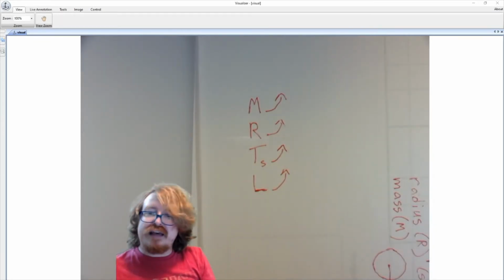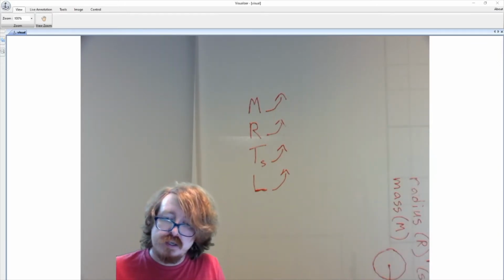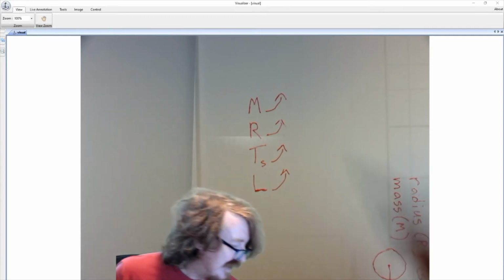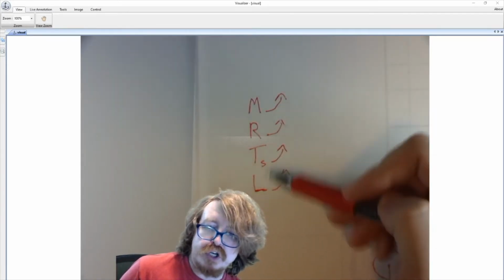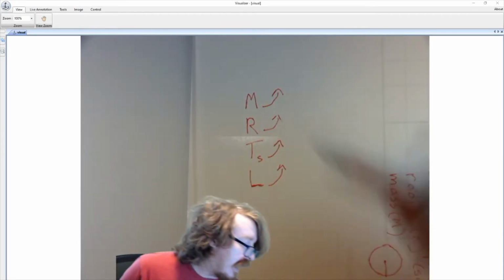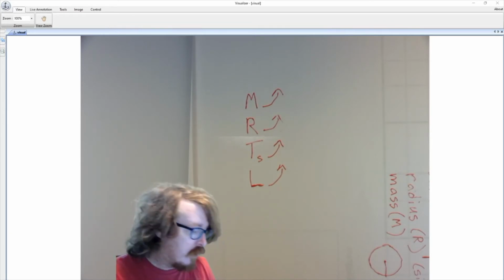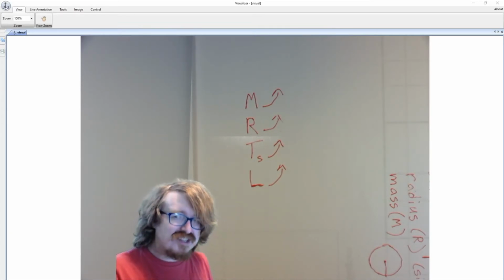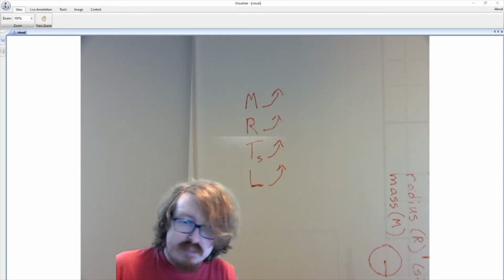Now, here's the thing. This means for most stars, the higher the mass is, the higher all of the major properties are. Okay? The higher the mass is, the higher all of the major properties are. Now, I said most stars. That's because there are some stars that don't follow this pattern, okay?